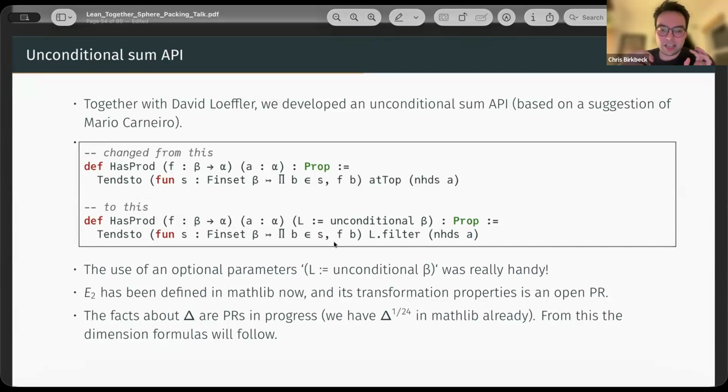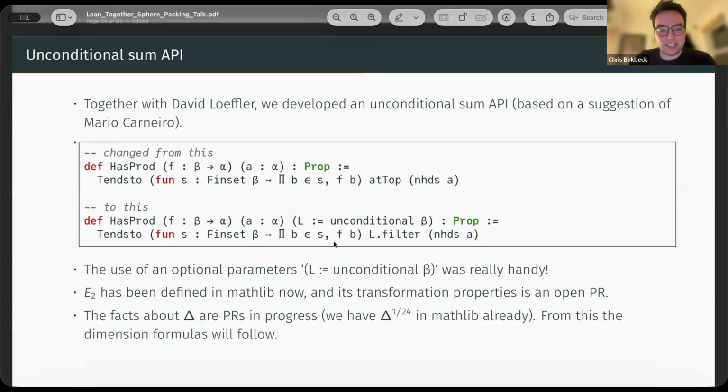So this has now been implemented in MathLib. This is one of the things that came out of this sphere packing project. And using this, we've now defined E2 in MathLib, and there are PRs in progress defining all of this. Hopefully we'll soon have the dimension formulas for level 1 and infinite dimensionalities done. But yeah, I just wanted to highlight one of the things that we've been using this for.